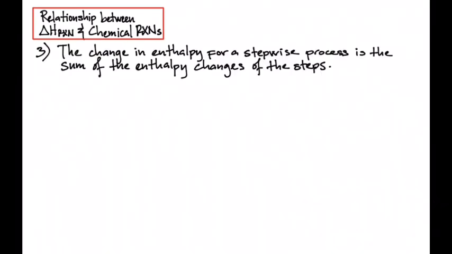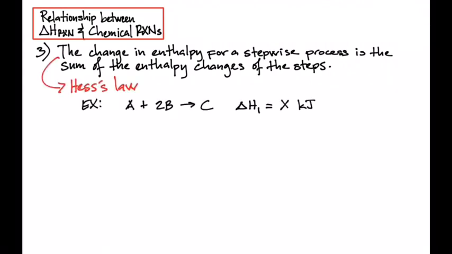And another one here, the change in enthalpy for a stepwise process is the sum of the enthalpy changes of the steps. So you're basically adding up all the delta H of reactions, and that becomes the delta H of reaction of a stepwise process. And this is known as Hess's Law.